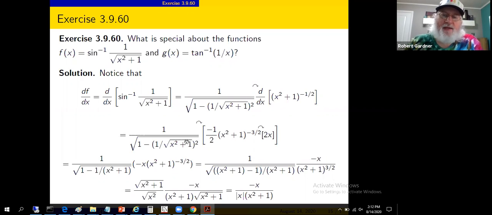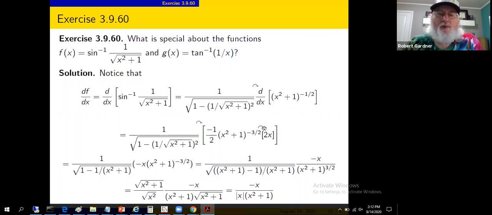So let's see, we'll rewrite this, and differentiating, we'll bring the exponent out front, subtract 1 from negative 1/2, leaving us with negative 3/2, rewrite the inner function, and multiply by the derivative of x squared plus 1, which is 2x. Chain rule. We use the chain rule twice.